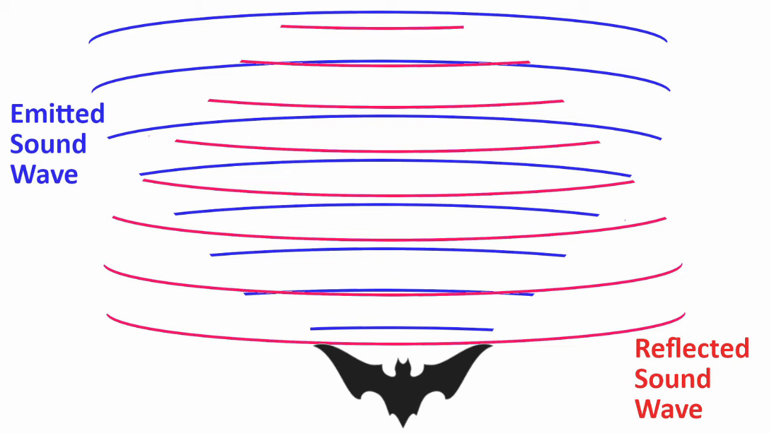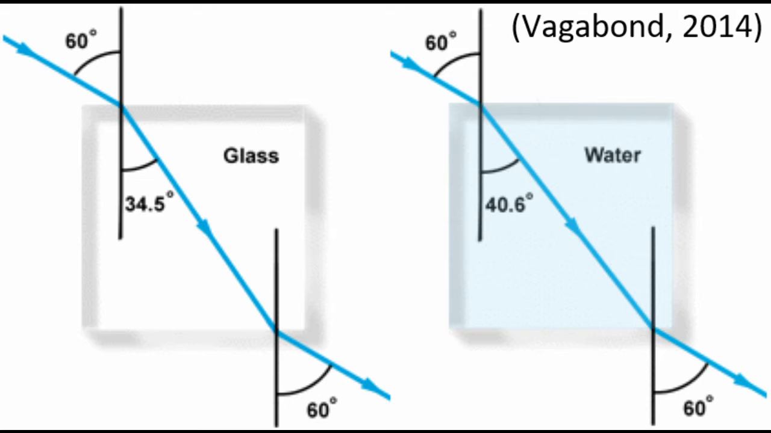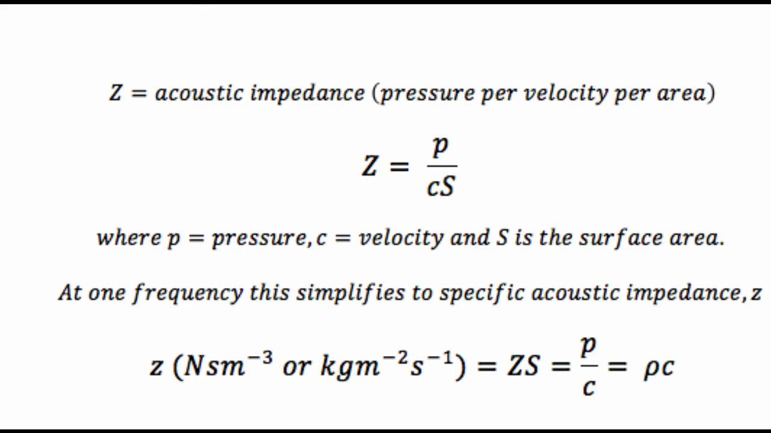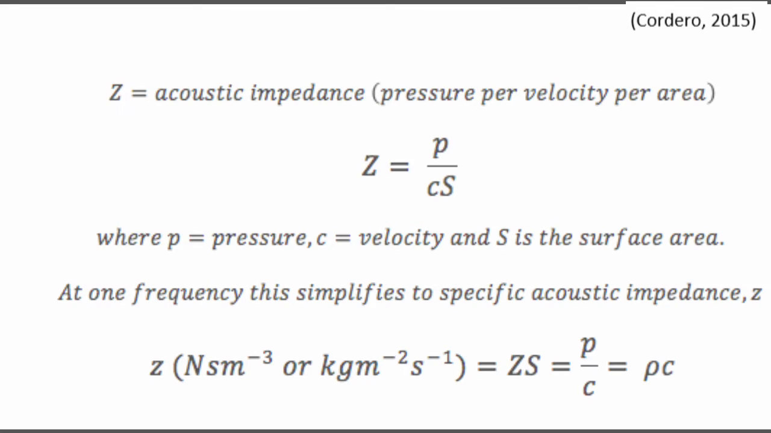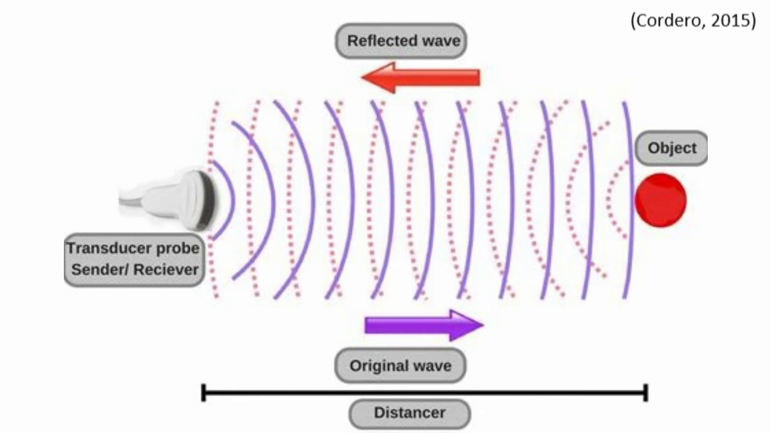They bounce back due to acoustic impedance, or the absorption of sound when in different mediums. This is determined by this formula, where Z is the acoustic impedance, P is the pressure, C the velocity of sound, and S the surface area. However, while bats can naturally do this, humans have to use special machines called transducer probes.